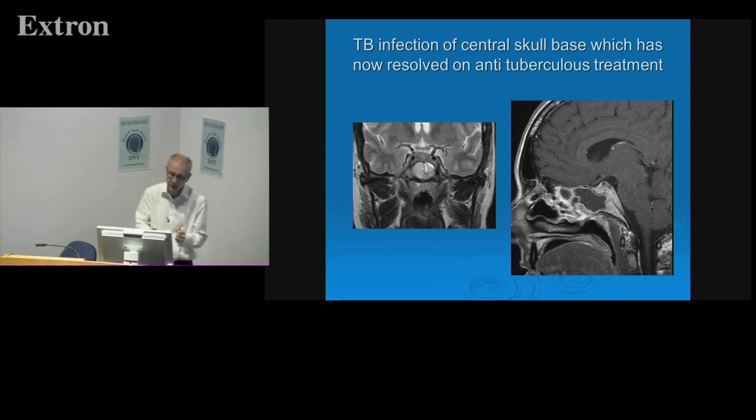Now this happened to be TB, and obviously depending on which part of the world you work in, this will be either a rare or more common diagnosis. But you can see you don't see much intracranially apart from this dural enhancement in TB of the sinuses, and that's fairly unusual. But you do get cranial nerve palsies as it causes problems in the cavernous sinus.